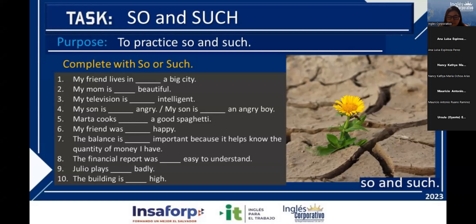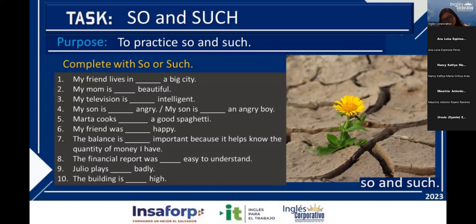My friend lives in such a big city. ¿De acuerdo o no de acuerdo, Mauricio? Sí, such. Semejante. Pero lo íbamos a utilizar antes de a o de and. Y el so lo vamos a utilizar antes del adverbio.